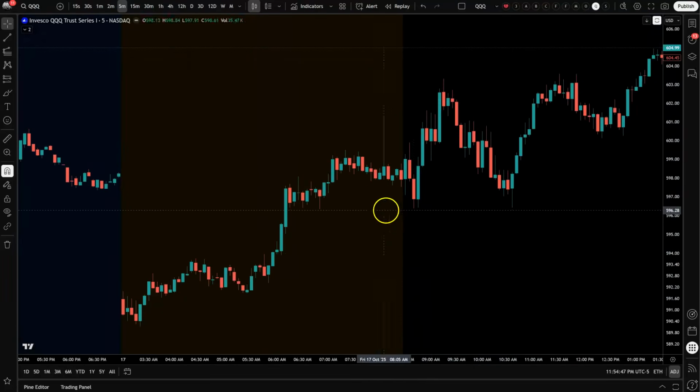And so what I can do as a trader is look for these traps where it's trying to fake people out, making people think it's breaking down and trapping early bears.